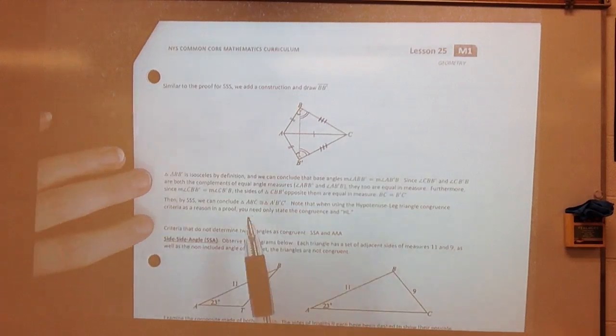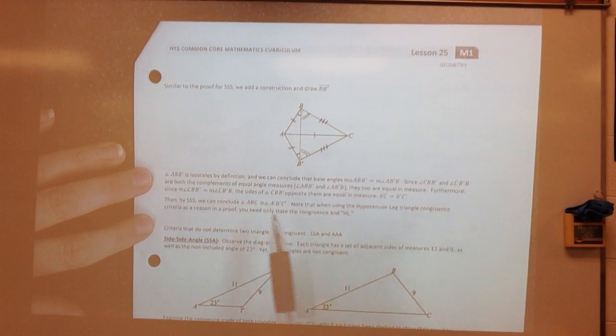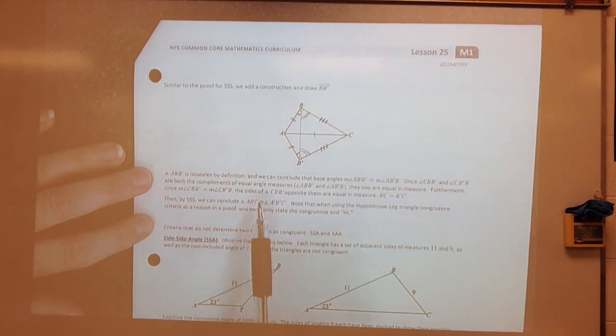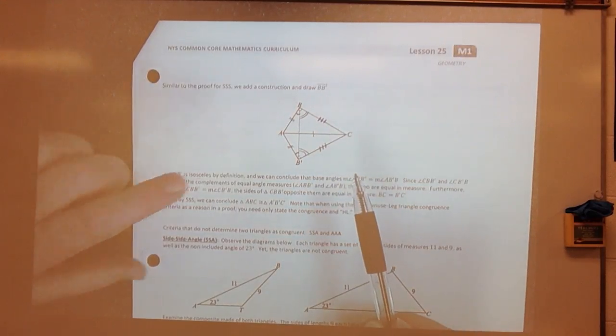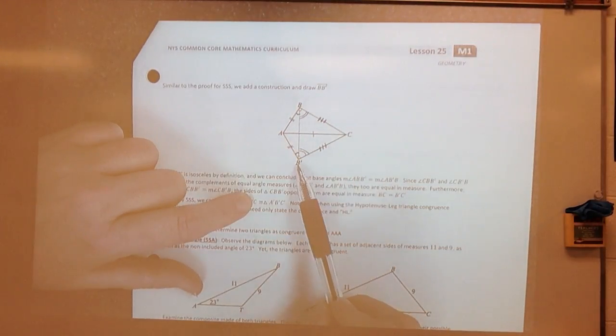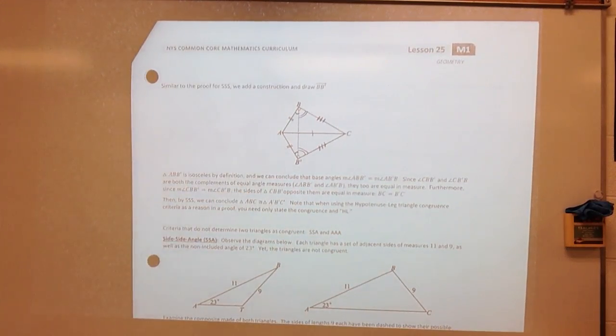Alright. Then, by SSS, we can conclude that triangle ABC, this triangle here, is congruent to triangle A prime, B prime, C prime, this triangle here, by side, side, side. Note that when using the hypotenuse leg triangle congruence criteria as a reason in a proof, you need only state the congruence of HL.